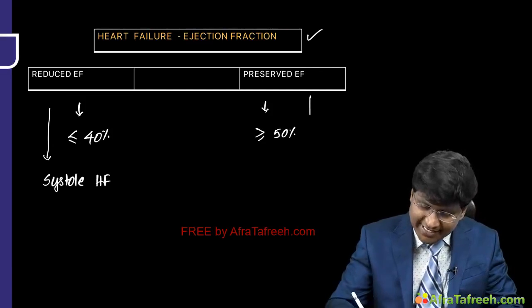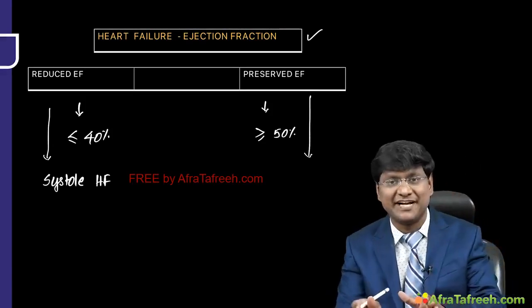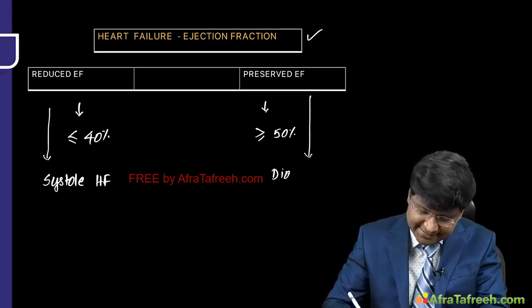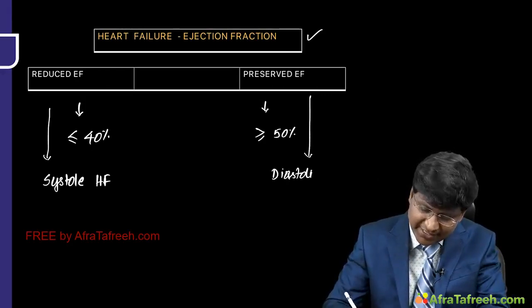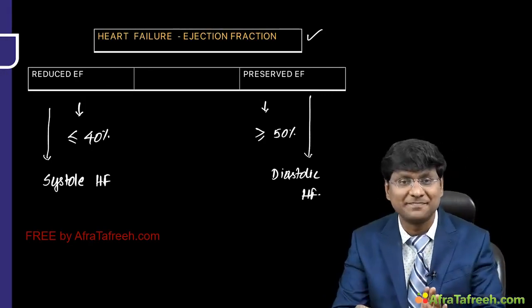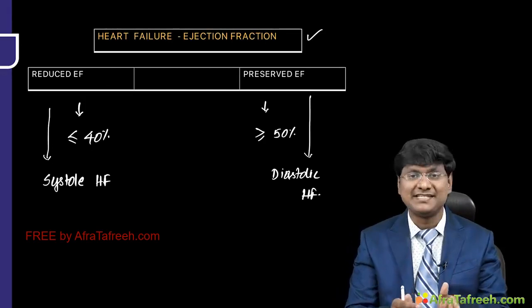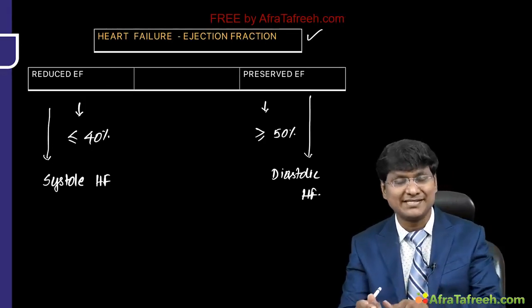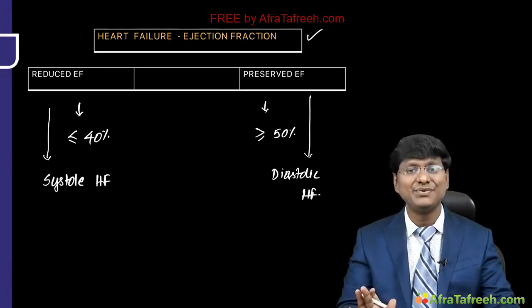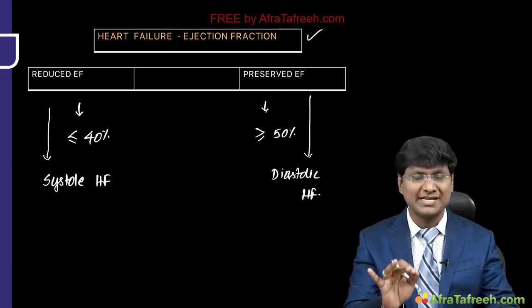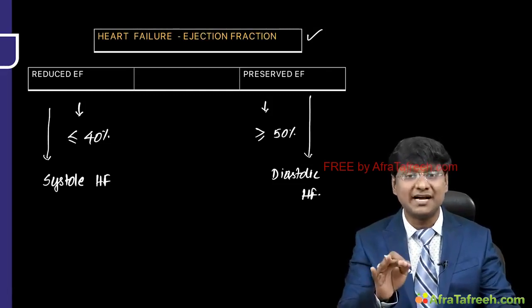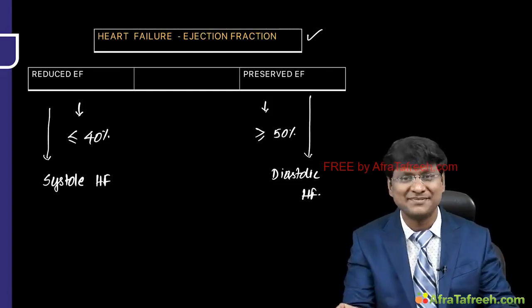Whereas in the case of preserved ejection fraction, it is diastolic heart failure, where the systole is maintained properly. But these terminologies, diastolic heart failure and systolic heart failure, are the older terminologies. These are not being used in recent times. So we classify heart failure based on whether it is heart failure with preserved or with reduced ejection fraction.